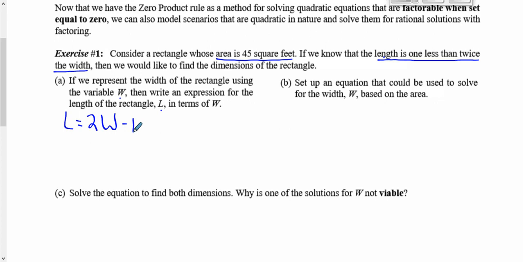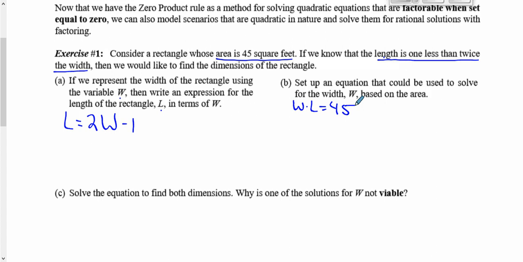Okay? What do I want to do in part B? Based on area, we know that area is what times what? It's just a rectangle, two dimensions. So it'd be W times L, wouldn't it? Yeah. So width times length equals what? 45. But hold on.